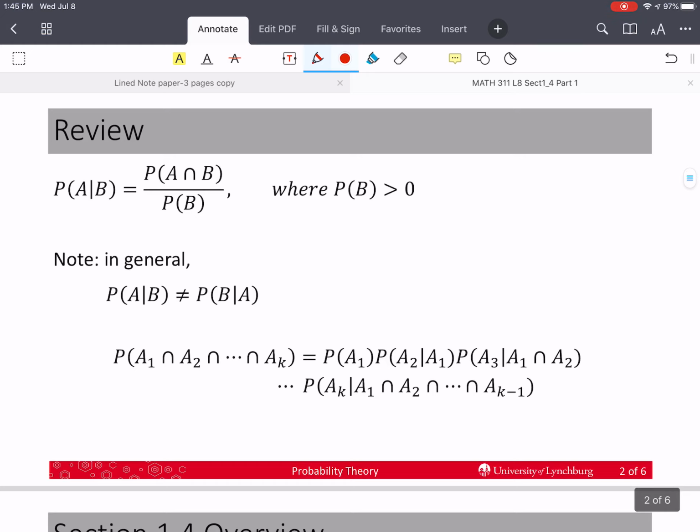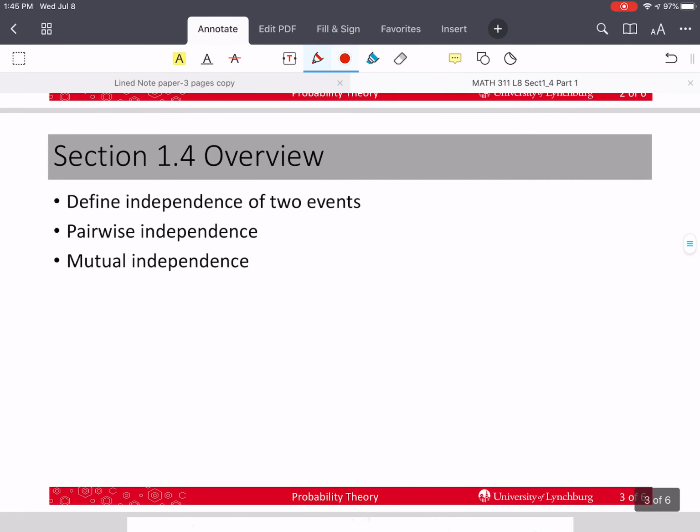So last time we talked about conditional probability, and we talked about a multiplication rule. And we talked about extending this to any k finite number of events. So in this section, we're going to define independence of two events. We're going to talk about pairwise independence and then mutual independence.